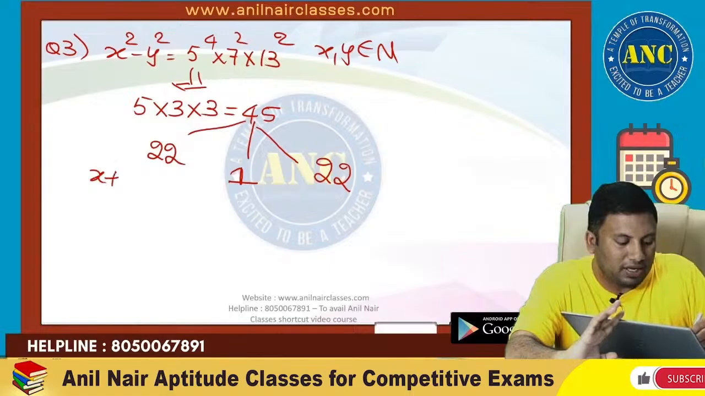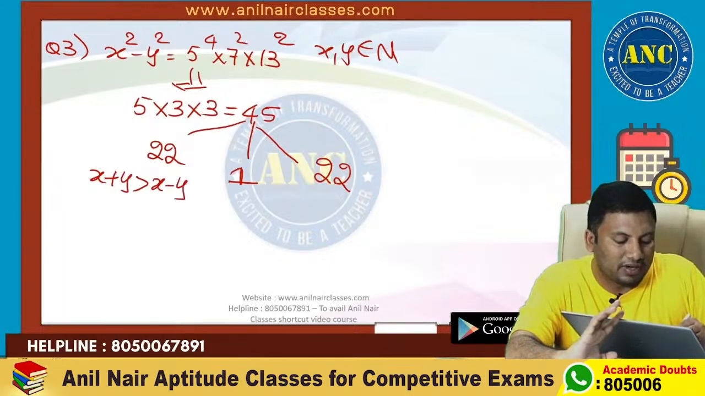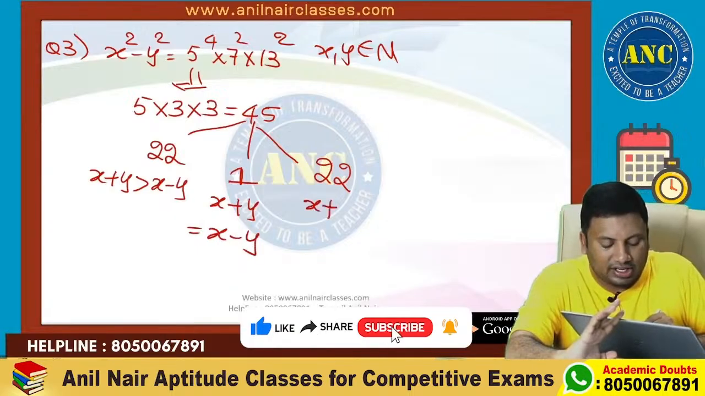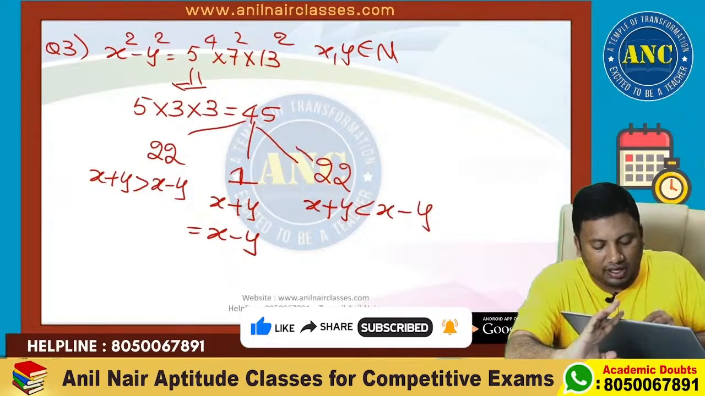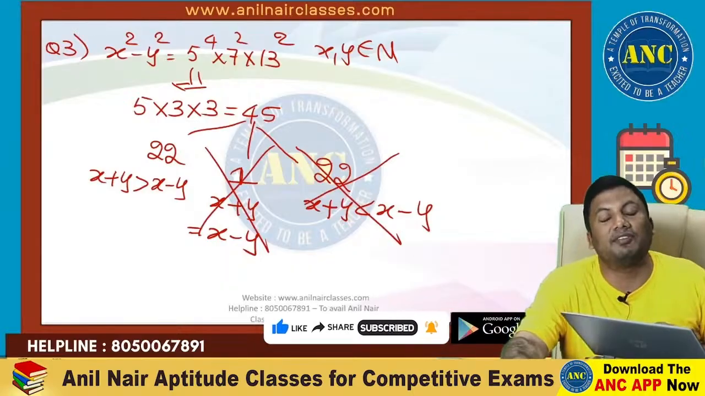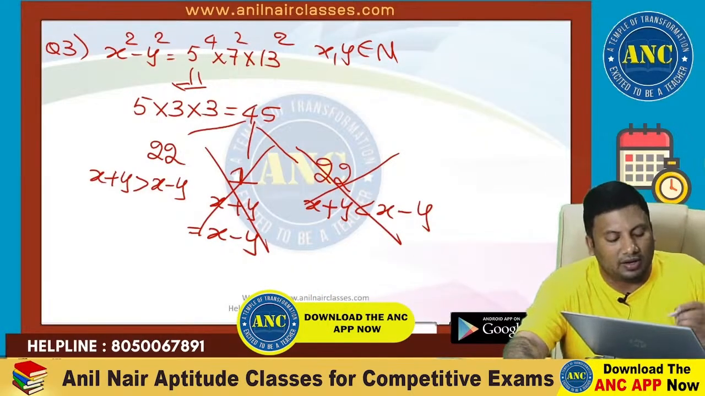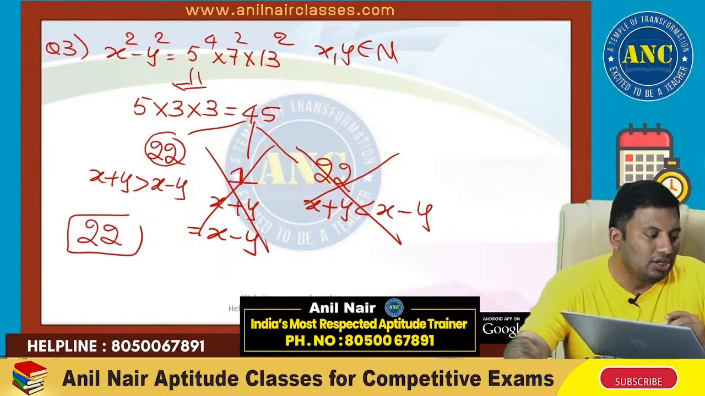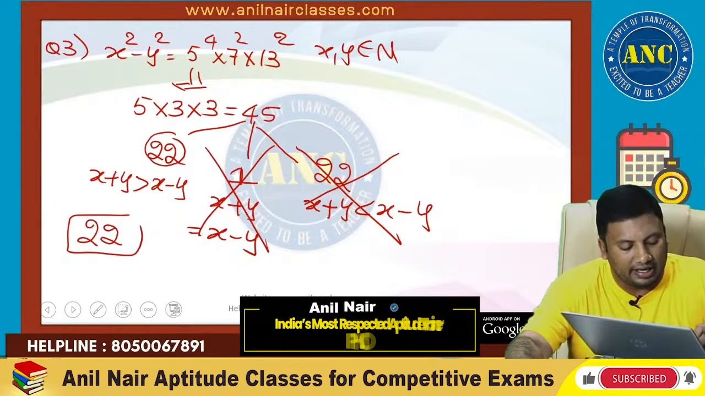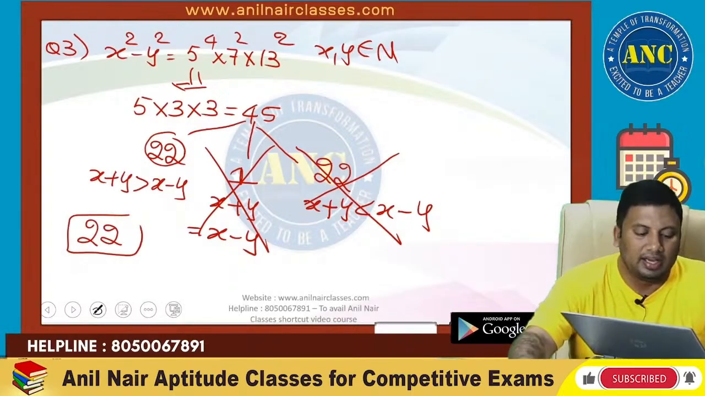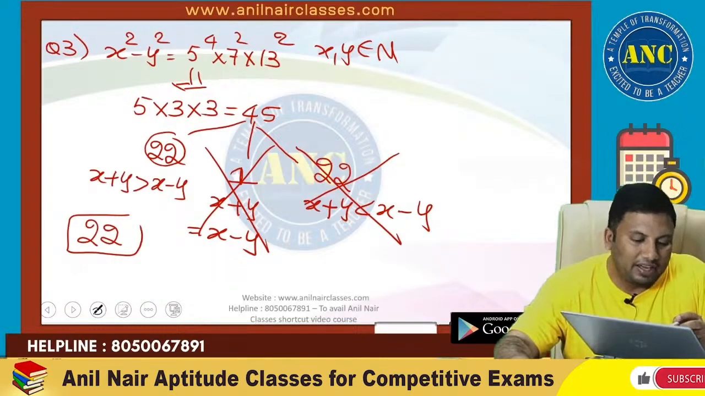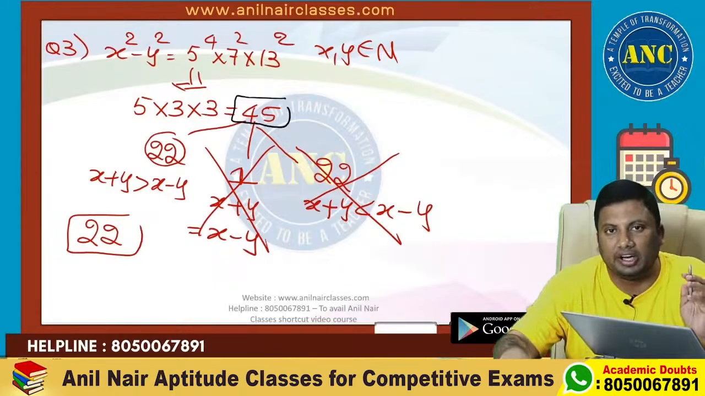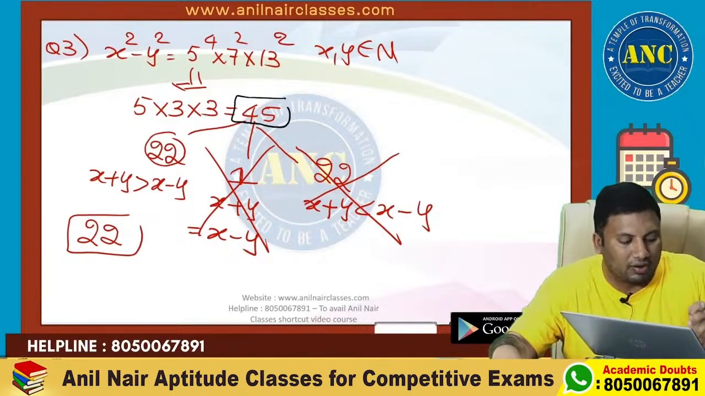Now, x plus y greater than x minus y, x plus y equivalent to x minus y, x plus y less than x minus y. The sum of two natural numbers can never be less than their difference, and cannot be equivalent to. What is the answer? 22. If you practice it, within 10 seconds you can solve this question. I hope the idea is clear. X plus y into x minus y is 5 into 3 into 3, which is nothing but 45. 22, 1, 22. These methods you will not get in the regular textbook.